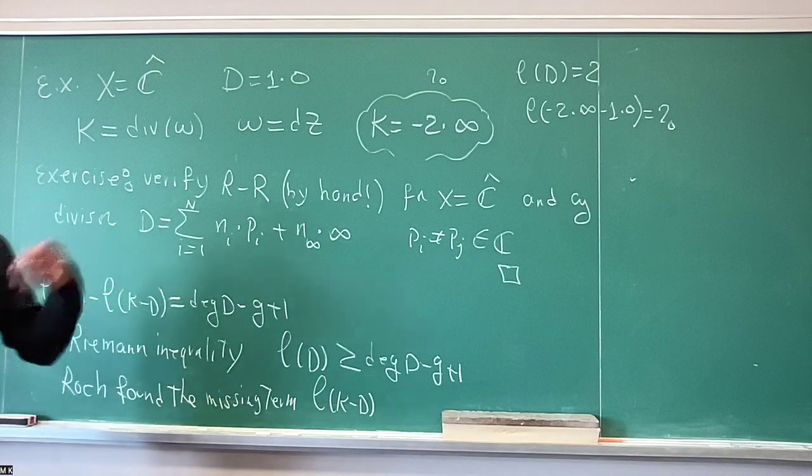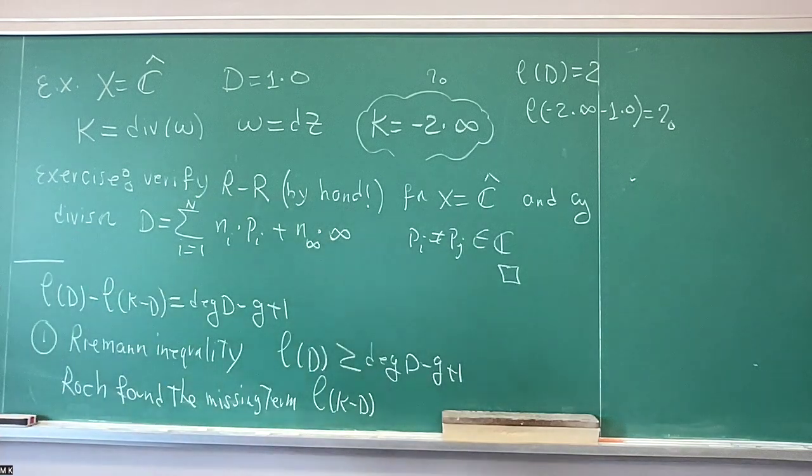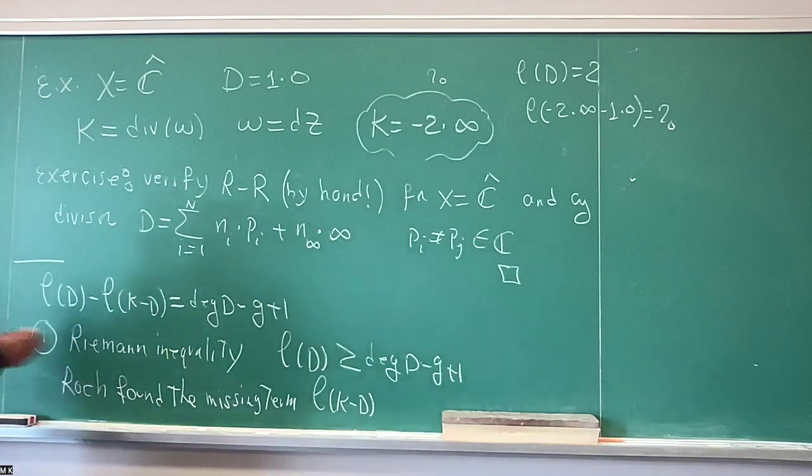So who was Roch? Some people think Roch was Riemann's student. He was not Riemann's student, but he was in Göttingen when Riemann was lecturing on these things, and he had already obtained his PhD somewhere else. But he heard these things from Riemann apparently. He did this around the same year as Riemann died, or something like that.